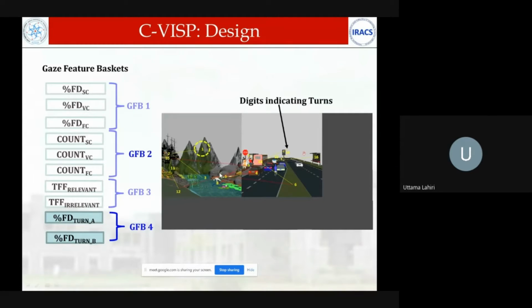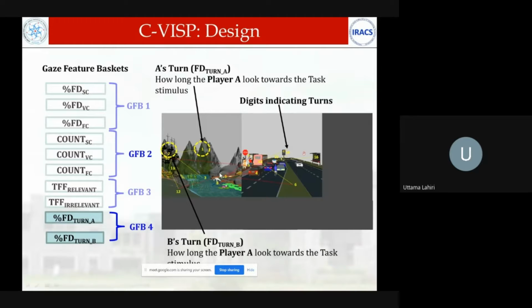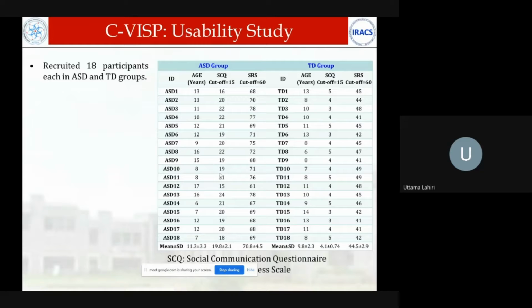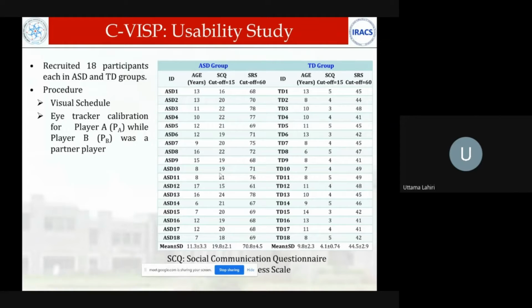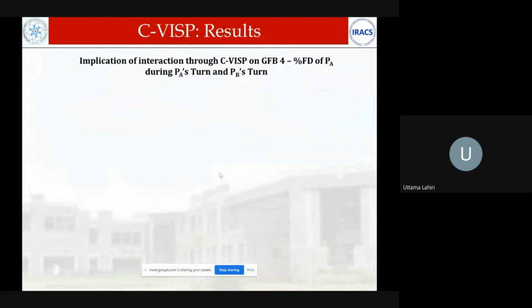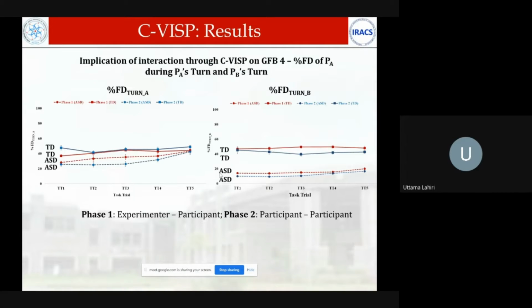Now we keep a track. So we see how much time player A looked towards the stimulus where player A was playing, and then the fixation duration turn B is how long player A looked towards the stimulus when B is playing, that is, when the partner is playing. We recruited about 18 pairs of ASD and TD children, and they were player A and the system. I'll give only a part of the data here to show the looking pattern.